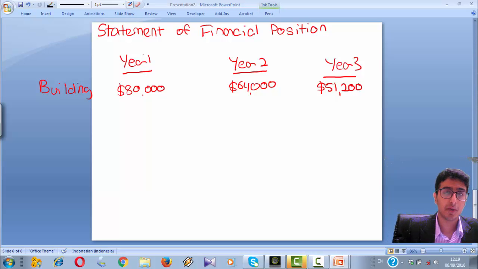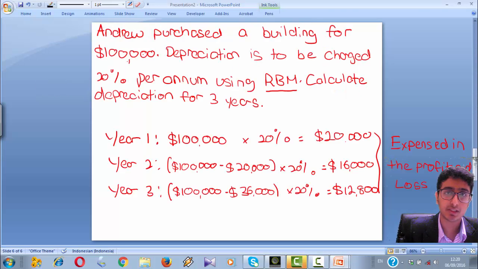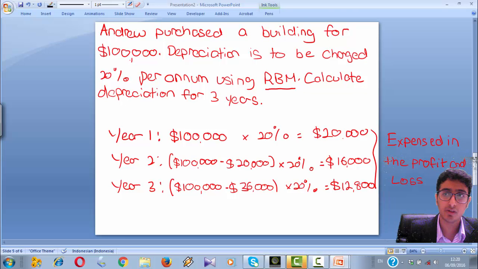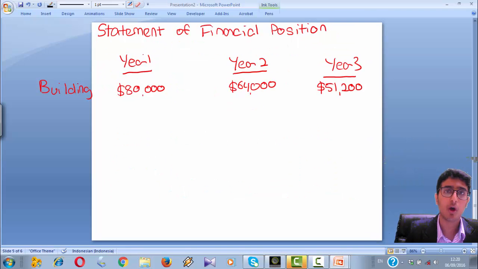Okay, remember, depreciation is charged to the profit and loss. And in the statement of financial position, we always value property, plant, and equipment at their carrying value or their revalued value. We have now learned carrying value, and in the later slides we will learn about revaluation. Okay?